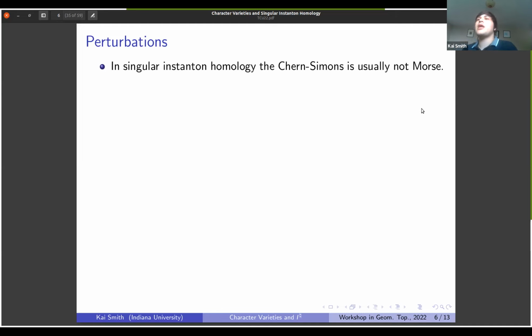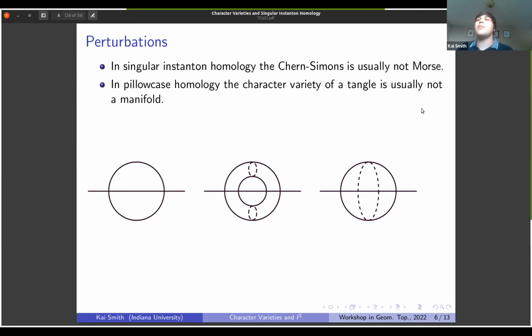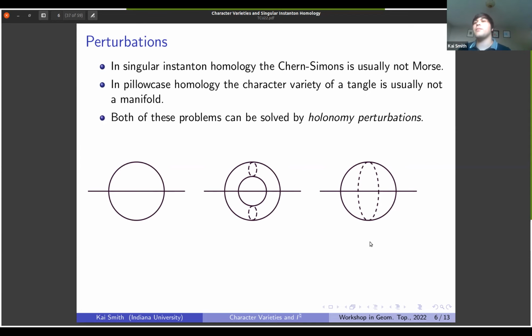In singular Instanton homology, the Chern-Simons functional, as it's usually written, is not Morse for most knots. And in pillowcase homology, the character variety of a tangle is usually not really a manifold. Usually it's something singular, so there's always a one-dimensional component, but it might intersect something else or have higher dimensional components as well. And so we're not really going to get a Lagrangian if we have something singular. In both cases, we can solve this by doing something called a holonomy perturbation.